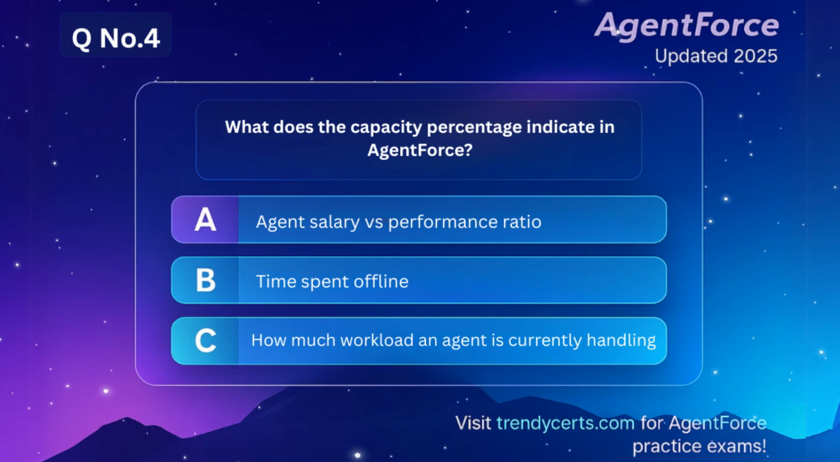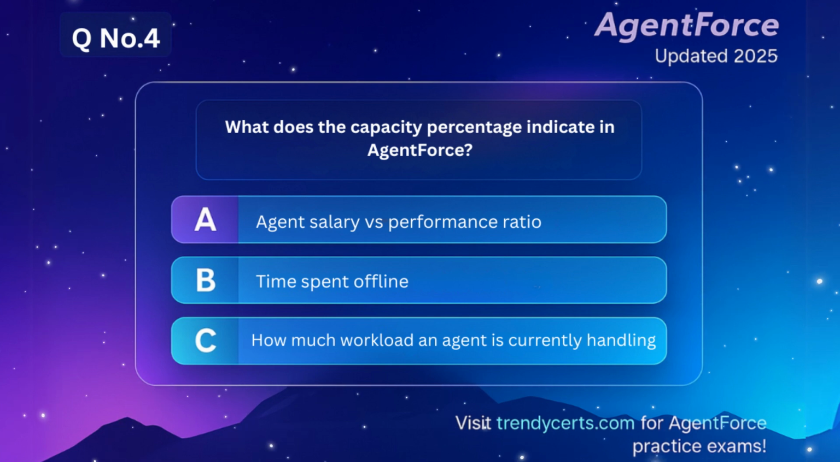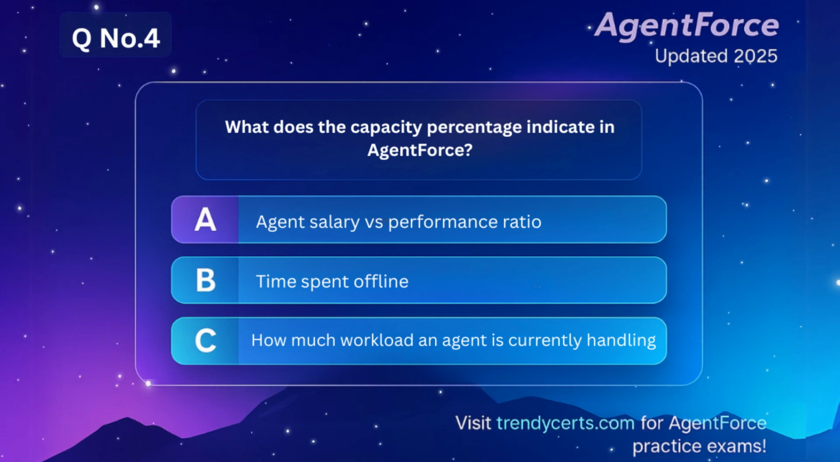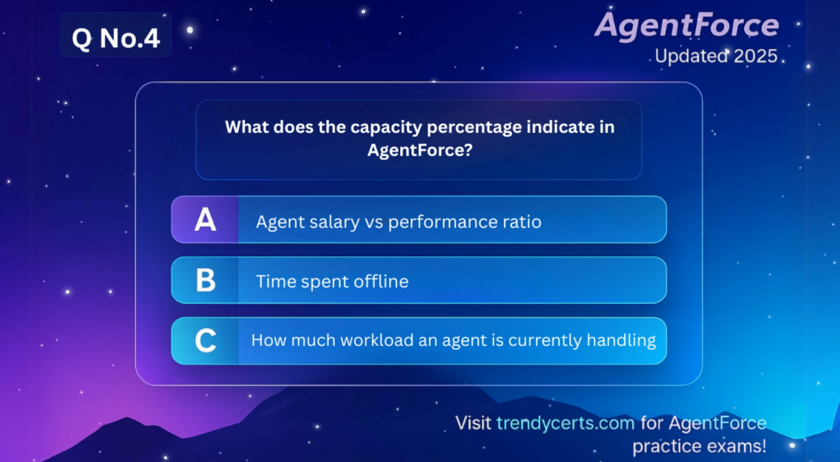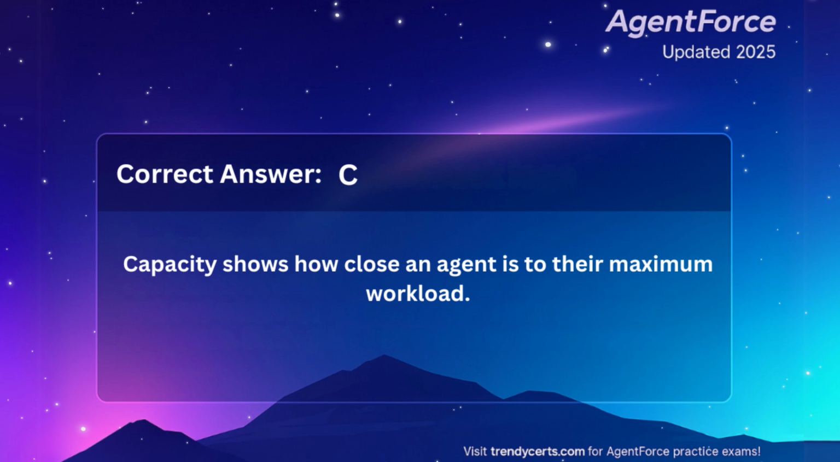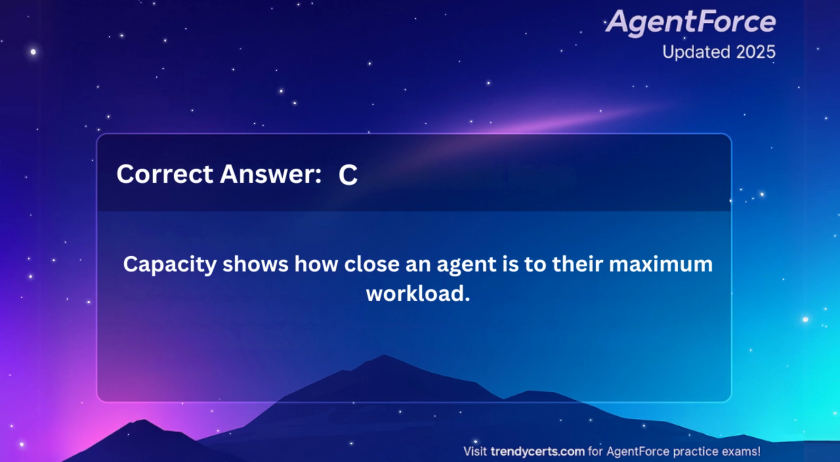What does the capacity percentage indicate in Agentforce? A, agent salary versus performance ratio. B, time spent offline. C, how much workload an agent is currently handling. That's C. Capacity indicates how close an agent is to reaching their workload limit.